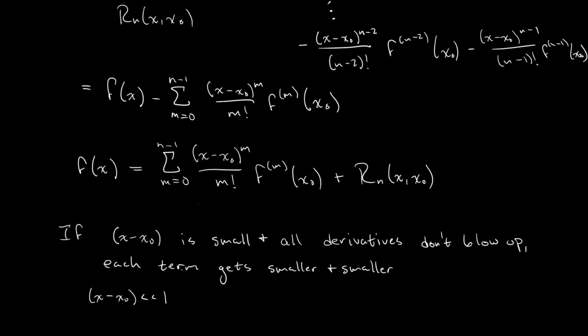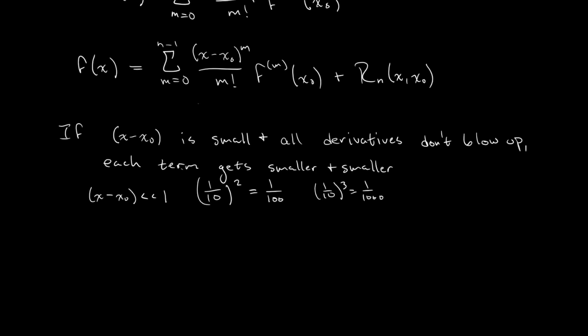You can think about it as if I have 1 over 10, right? A pretty small number. If I square that, I get 1 over 100, an even smaller number. Now if I cube it, that's 1 over 1,000, an even smaller number, and so on and so forth. Each one of these contributions, as long as these derivatives don't blow up, gets successively smaller and smaller. Which means that if I want a pretty decent approximation, I can just ignore these remainder terms. This remainder is going to include any higher order terms that I've neglected in this sum. I can just forget about them.